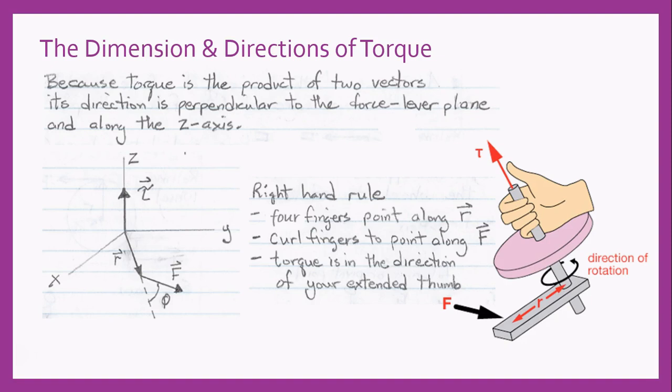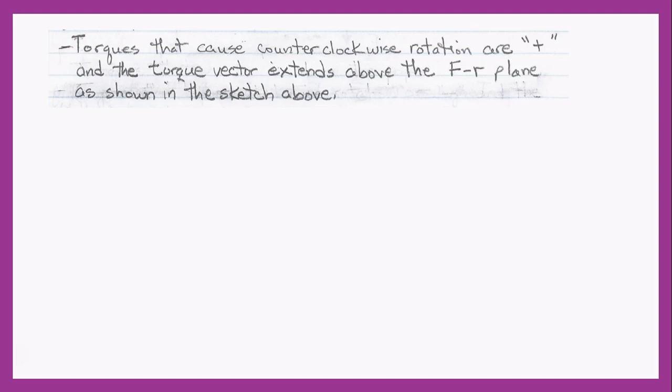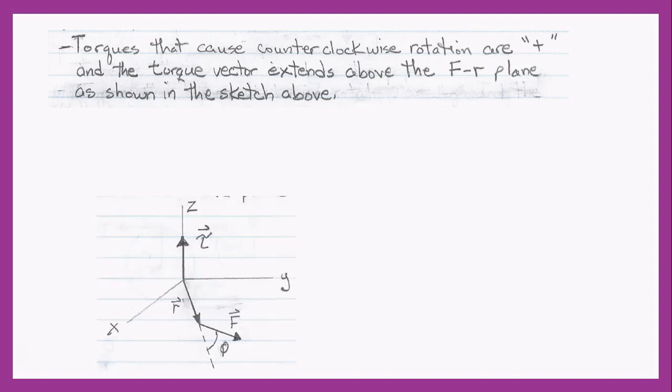If we apply the right-hand rule to this sketch over here, we have our fingers pointing along this line of the lever, and then we curl them to point in the direction of the force. Of course, the only way we can do this with our right hand is if the thumb is pointing up. Hence, the torque is in the up direction. Torques that cause counterclockwise rotation are positive in direction, and the torque vector extends above the force-lever plane as shown in the sketch below.